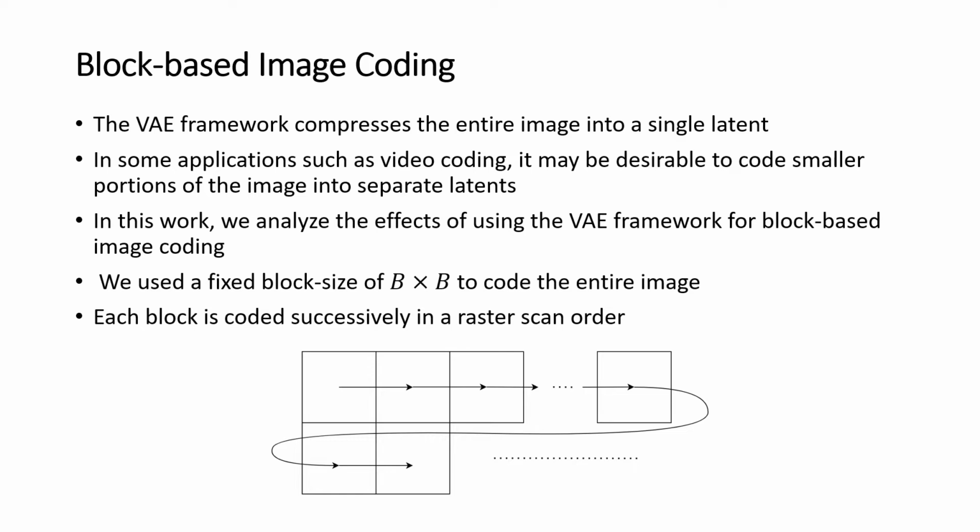We used a fixed block size b by b to code the entire image. And for each image, we partition the image into small blocks, and each block is coded successively in the raster scan order, as shown in this figure.